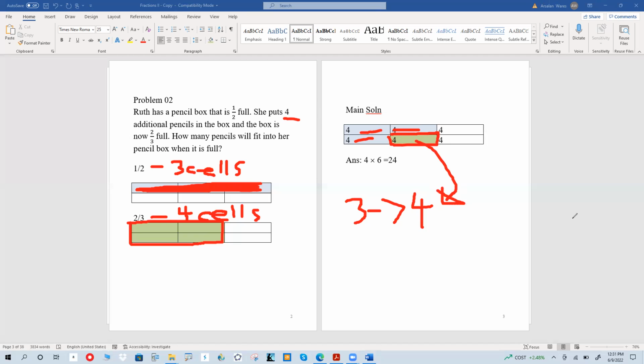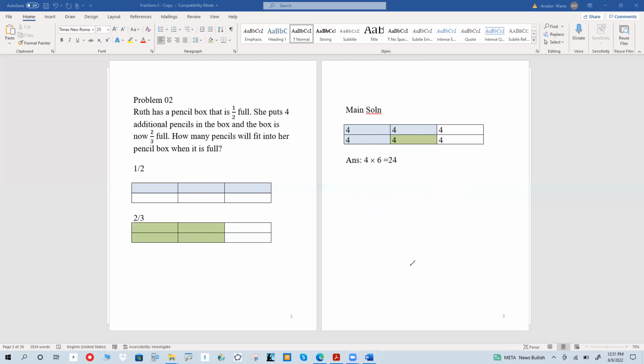Yes. Good, good. So once you know that extra cell represents 4 pencils, you can just say, okay, all cells represent 4 pencils, and the answer is, let me just clear this. Answer is 4 times 6.